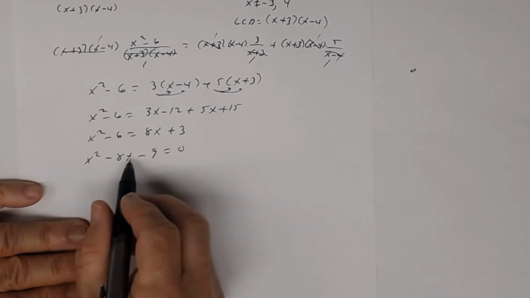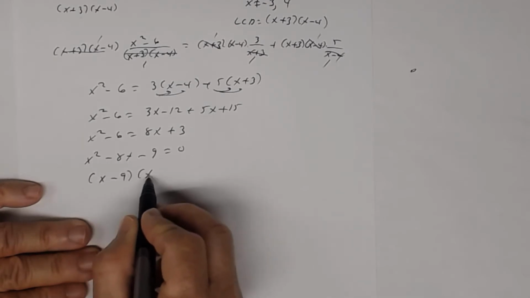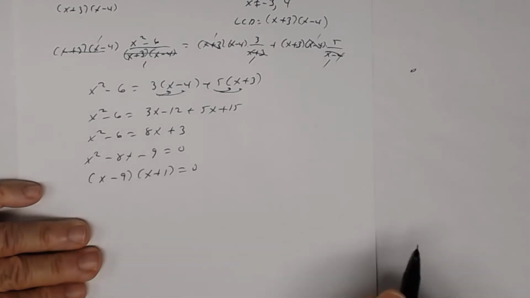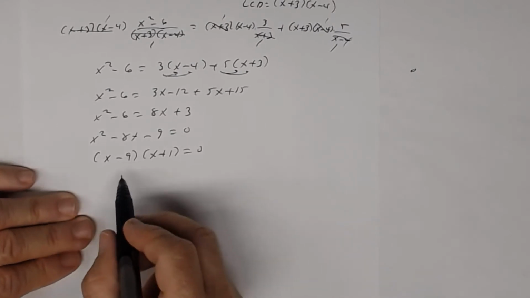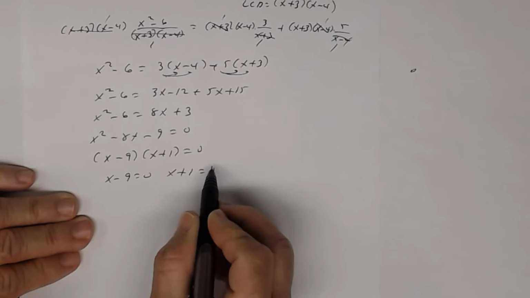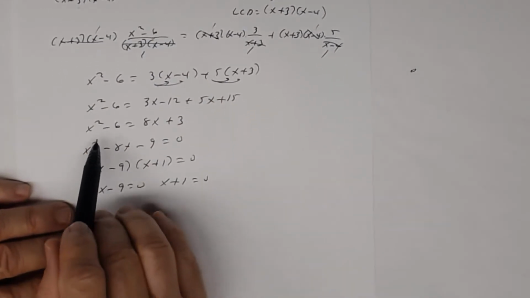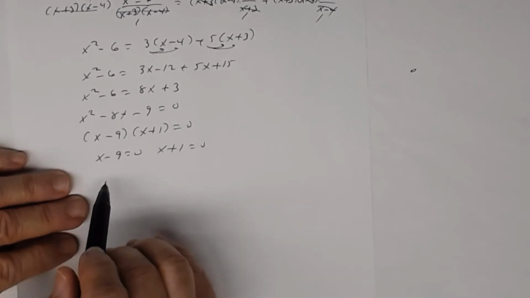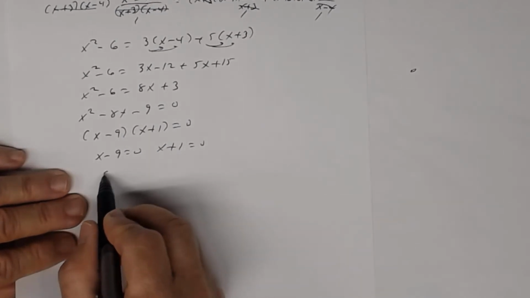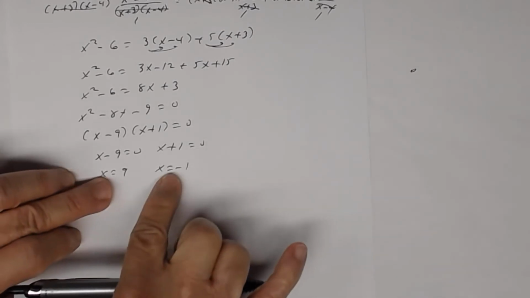I'm going to solve this quadratic equation by factoring. So I get x minus 9, x plus 1 is going to be equal to 0. Then I'm going to set each factor equal to 0. And so I went from a rational equation to a quadratic equation to two linear equations. So x equals 9, x equals negative 1. So these are my proposed solutions.